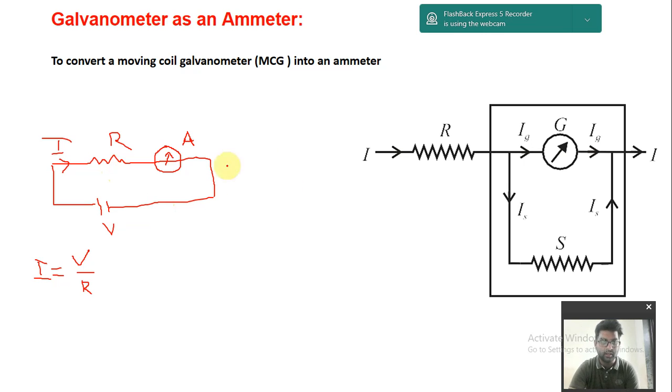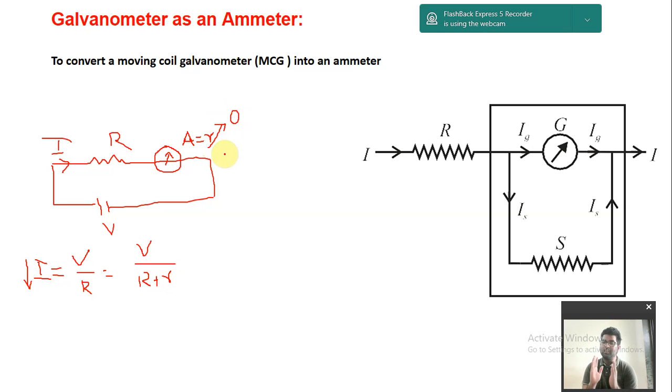Now the second thing that comes into the picture is that when I is passing through this resistance as well as this ammeter, the ammeter will also have some resistance, isn't it? Any conductor will have some resistance. So since the ammeter is also a conductor, it will have some resistance, suppose small r. Then the total resistance in the circuit now is R plus small r. So the value of current is decreased, isn't it? Because the resistance has increased. So in the ideal case, what should be the resistance of the ammeter? Ideally this value should be 0.